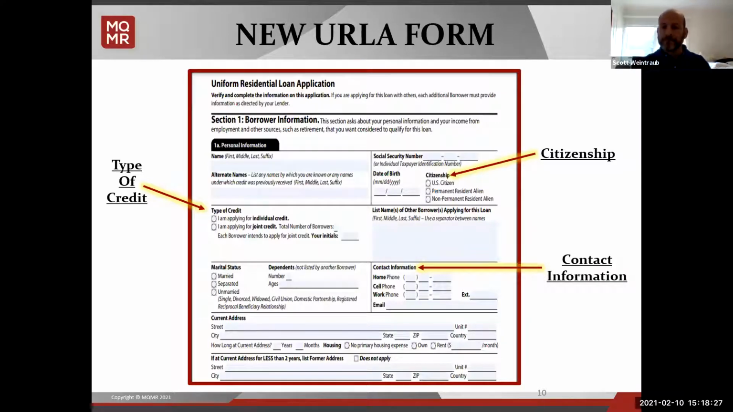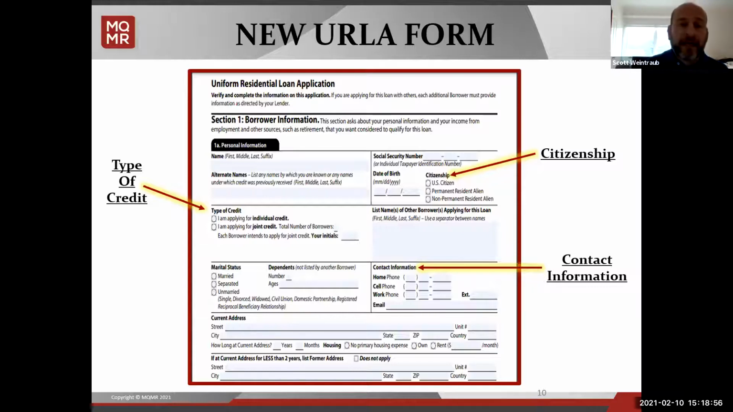Another thing I wanted to point out is that on the new application, there is an opportunity to gather more contact information about your applicants. So there's home phone, cell phone, work phone, email. There's a lot of additional information that you can capture, which of course will make it easier for you to contact your applicants as you go through the process and going forward.